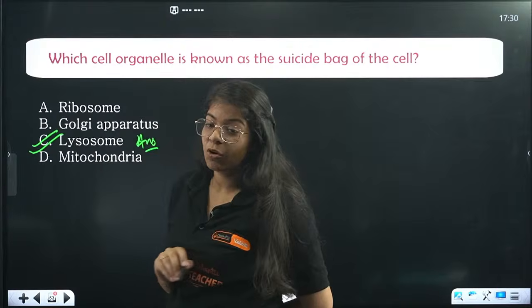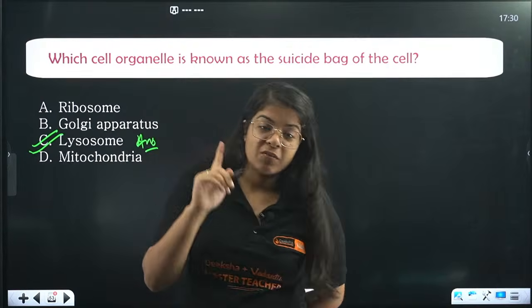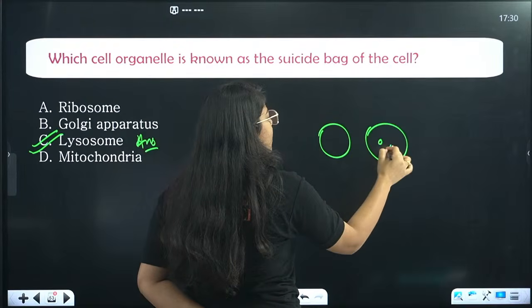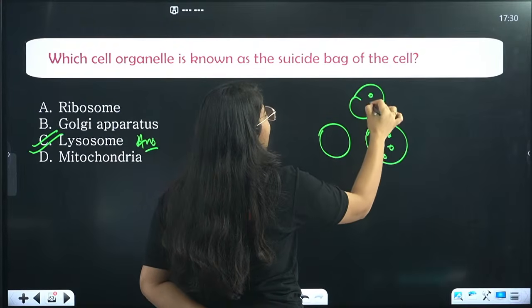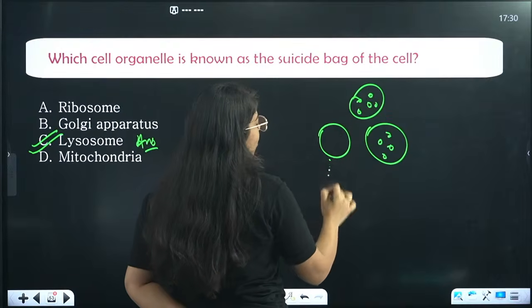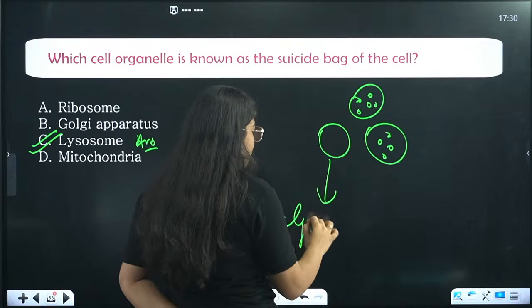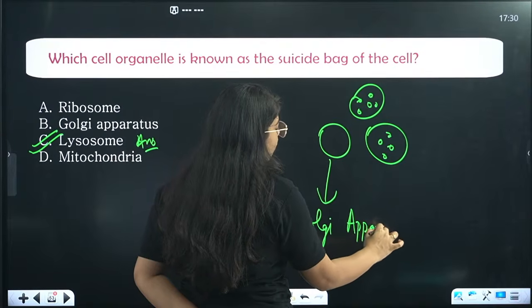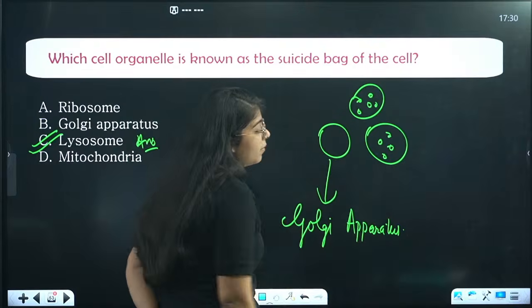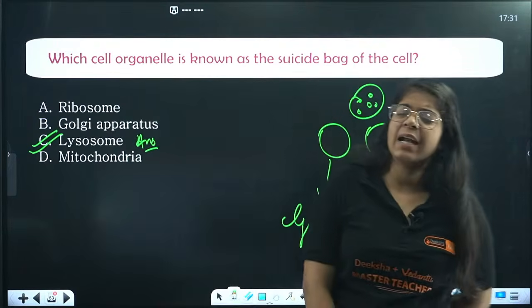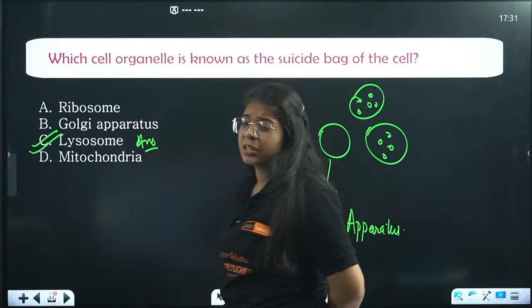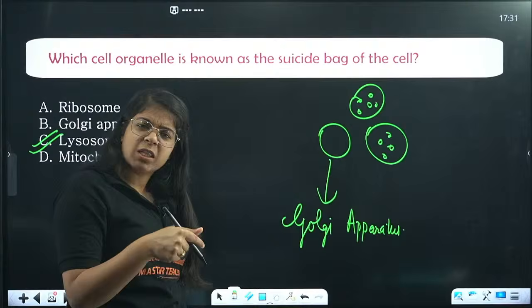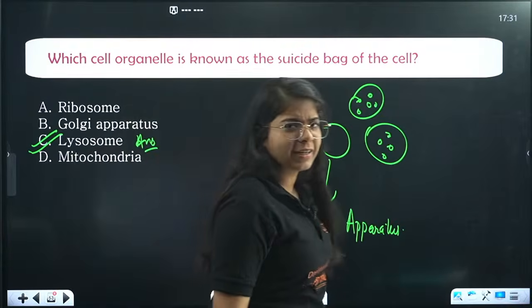Lysosomes are basically called the suicide bag of the cell. Now you do have to remember they come in like small circles like this, and these are synthesized by, or they arise from, what? They arise from Golgi apparatus. And whenever inside the cell, if any cell organelle dies, its work is to kill that already dead thing.